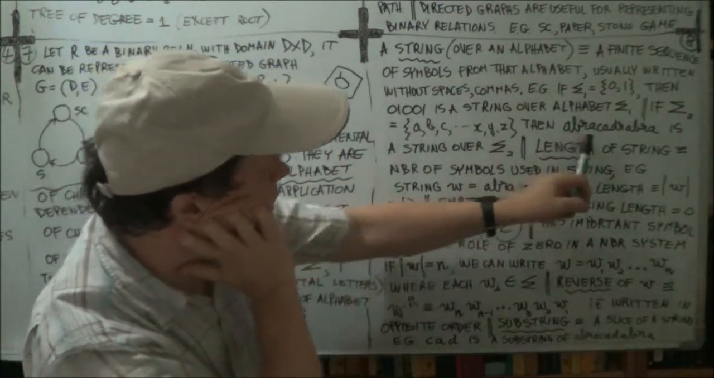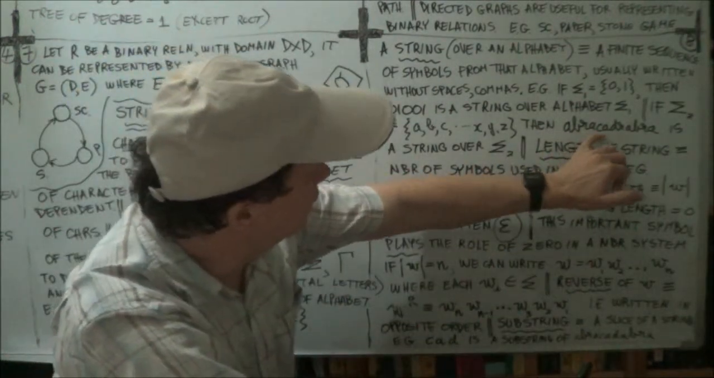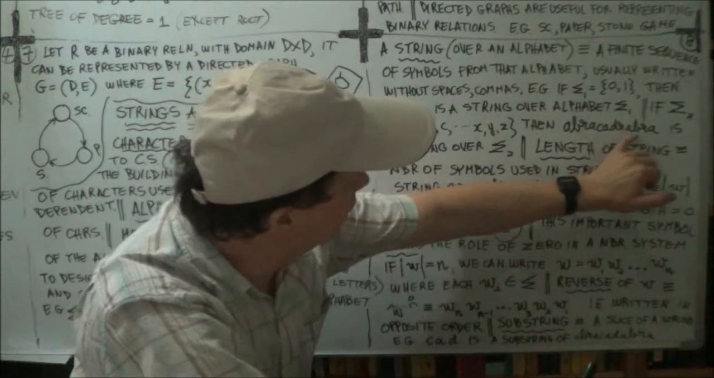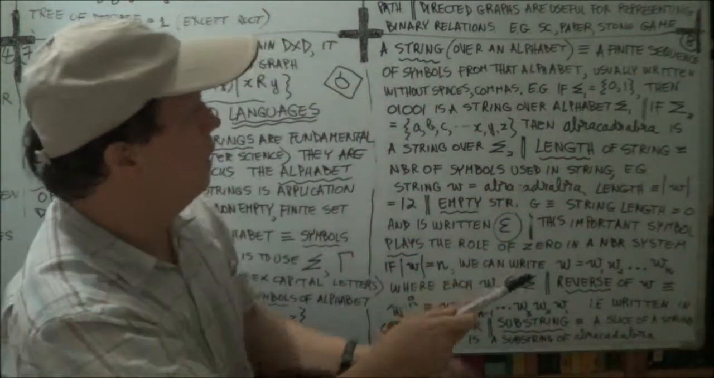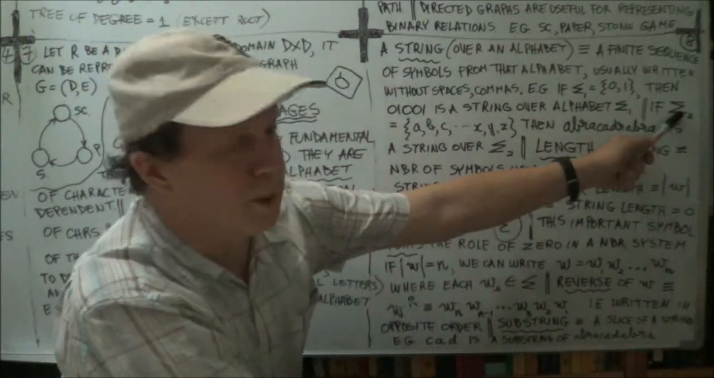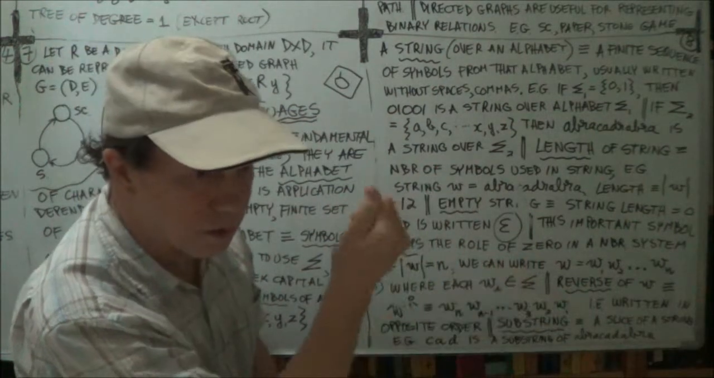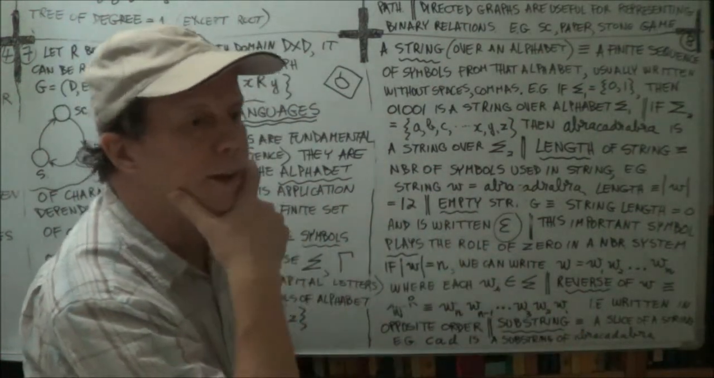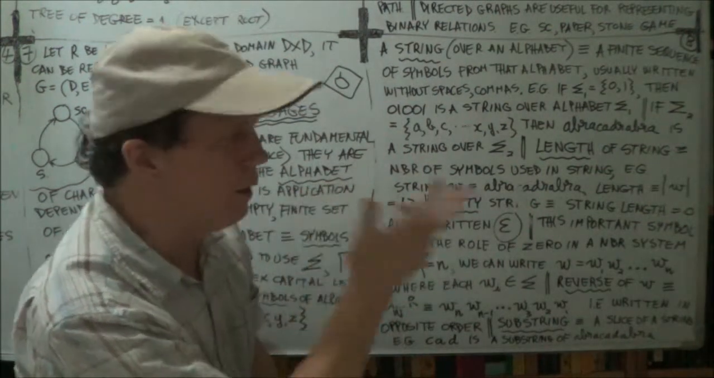And what's the length of this one? 1, 2, 3, 4, 5, 6, 7, 8, 9, 10, 11, 12. So the length of that string in the Roman alphabet is 12. The length of a string is just the number of symbols in the sequence.